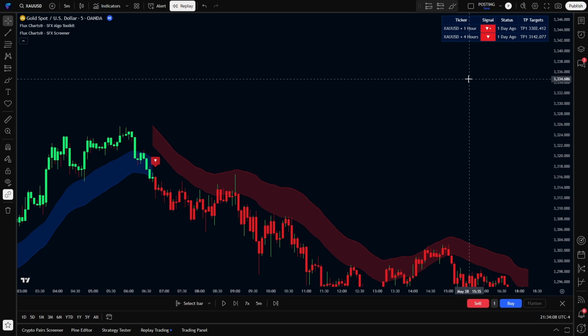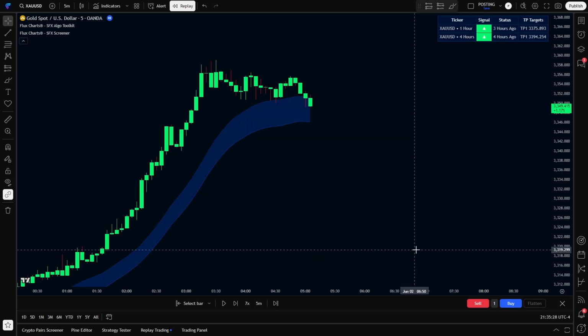And then let's say the dashboard was bullish on both the 1 hour and 4 hour time frames, we would only be looking for long trades on our 5-minute chart. So that's how we're going to be using the screener. We want both the 1 hour and 4 hour to agree on a direction, so we can then take trades on a lower time frame.